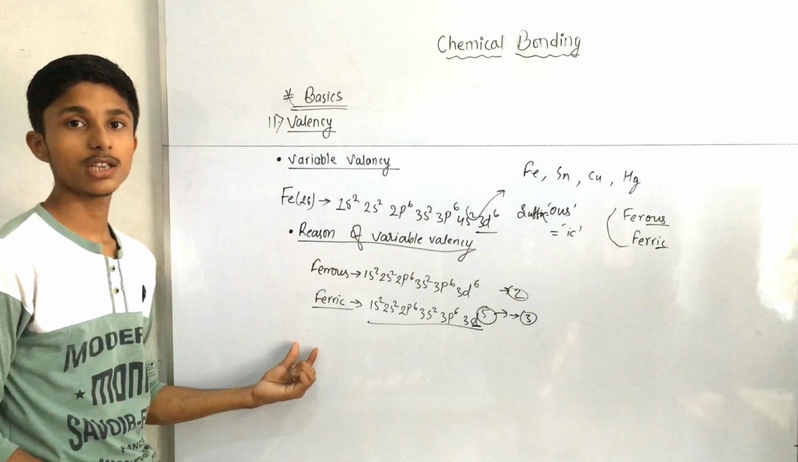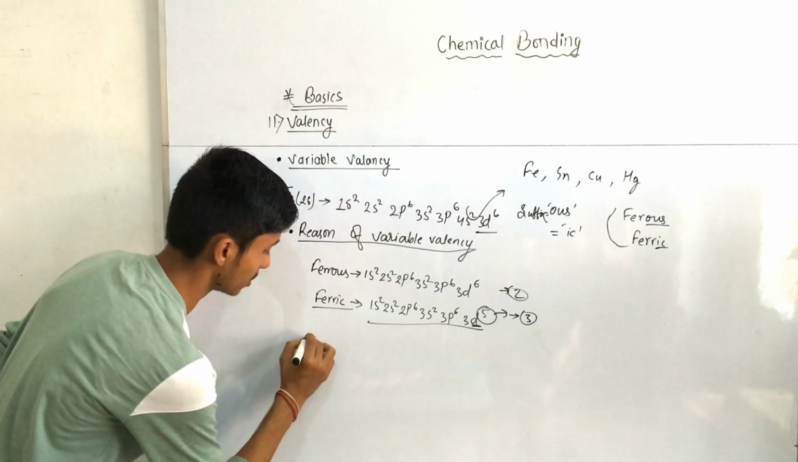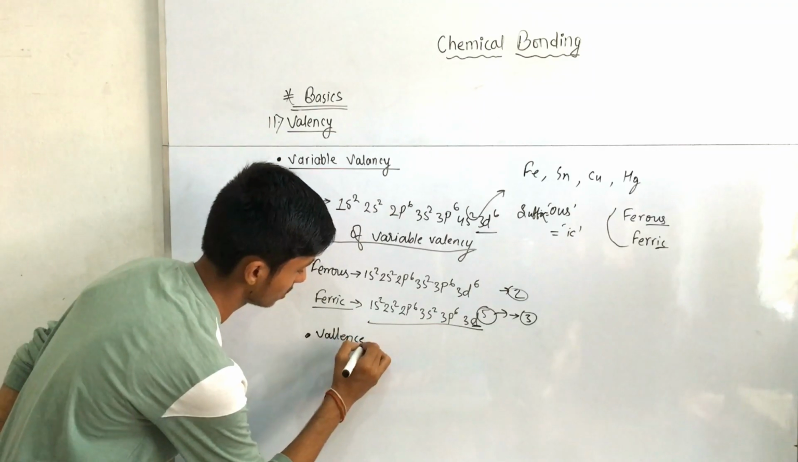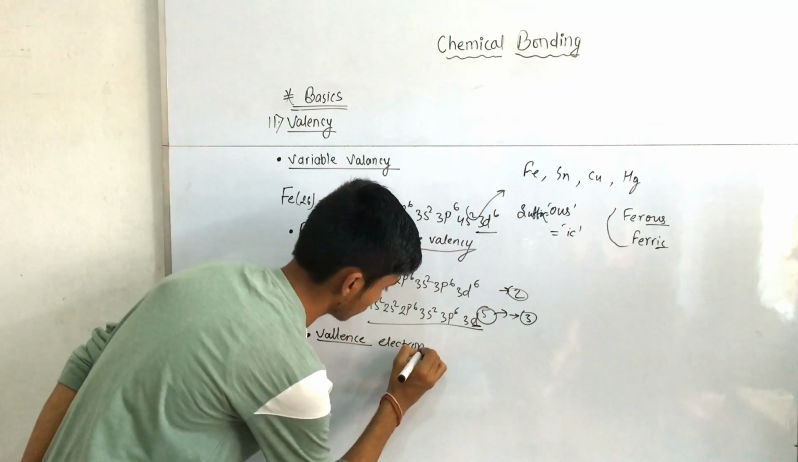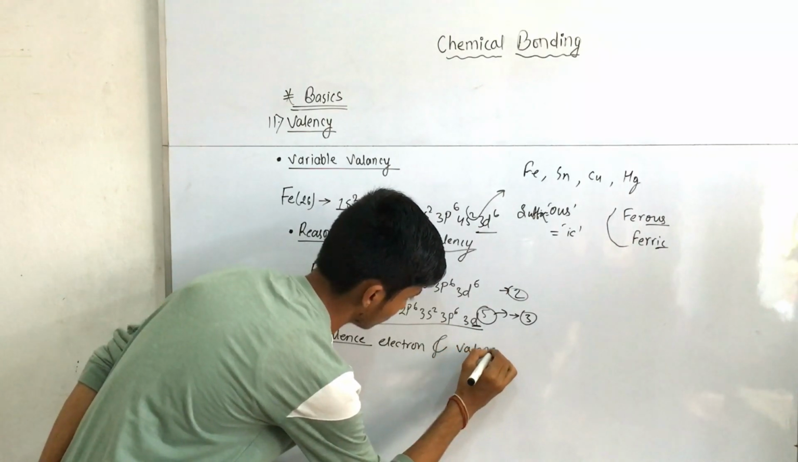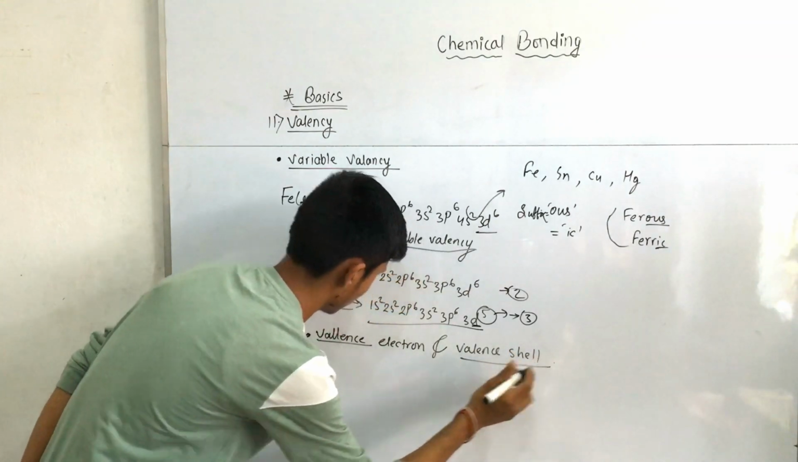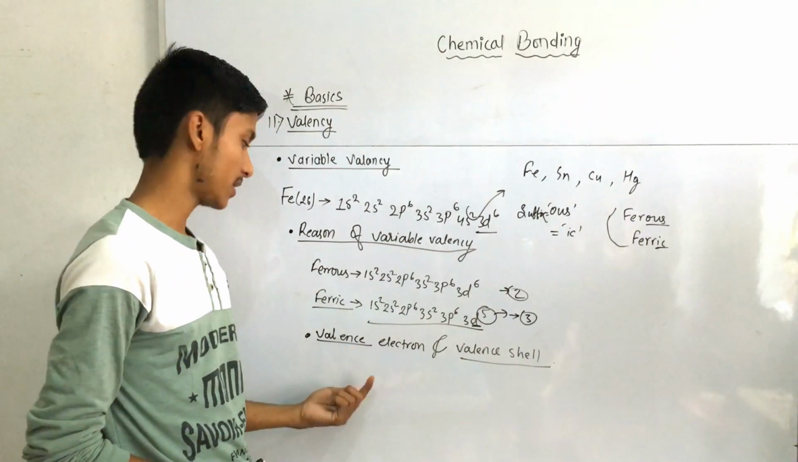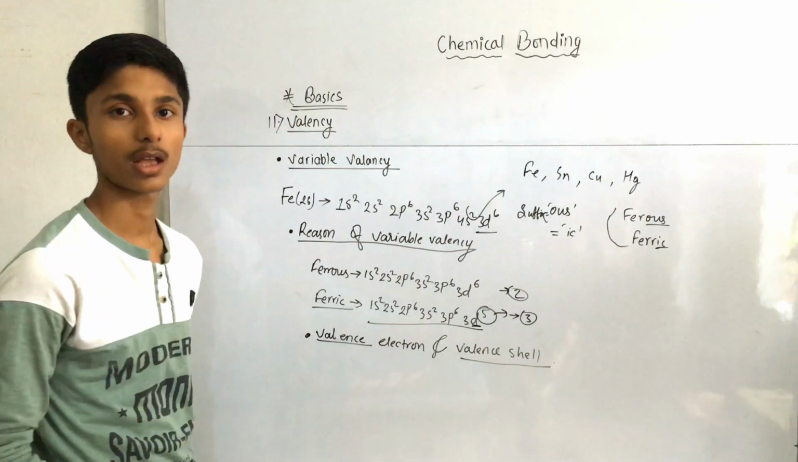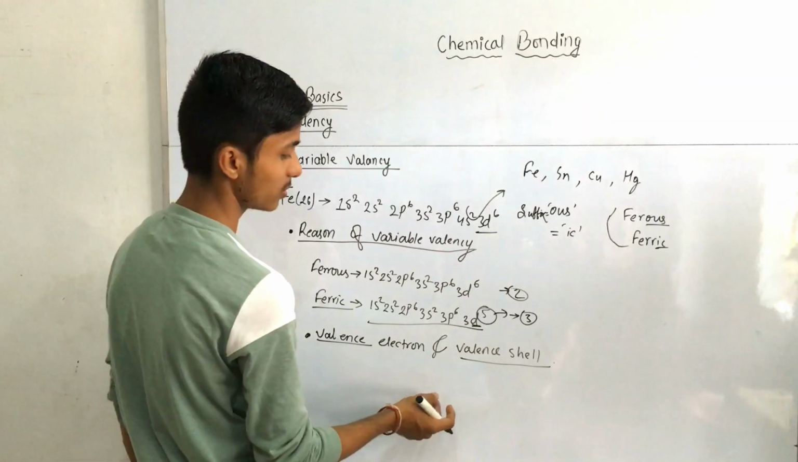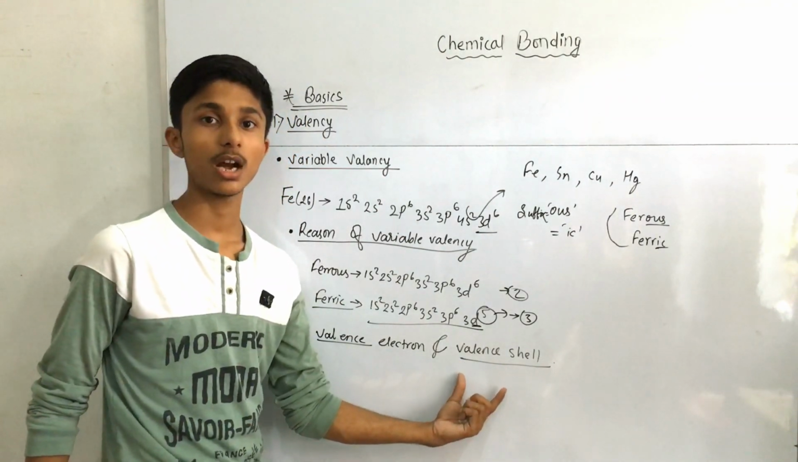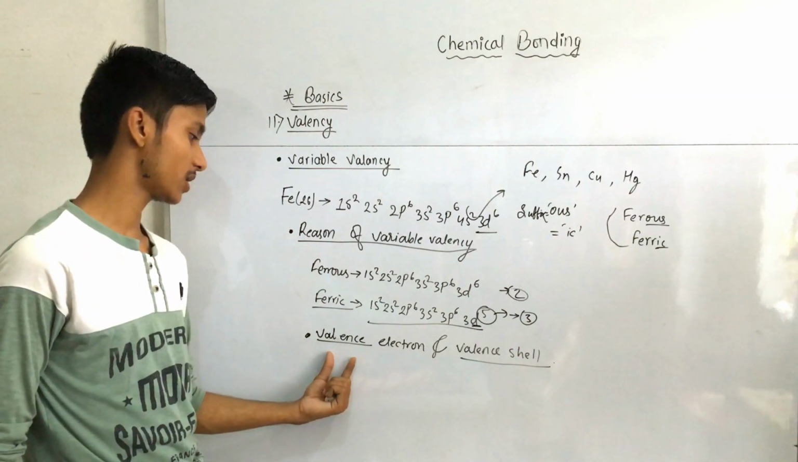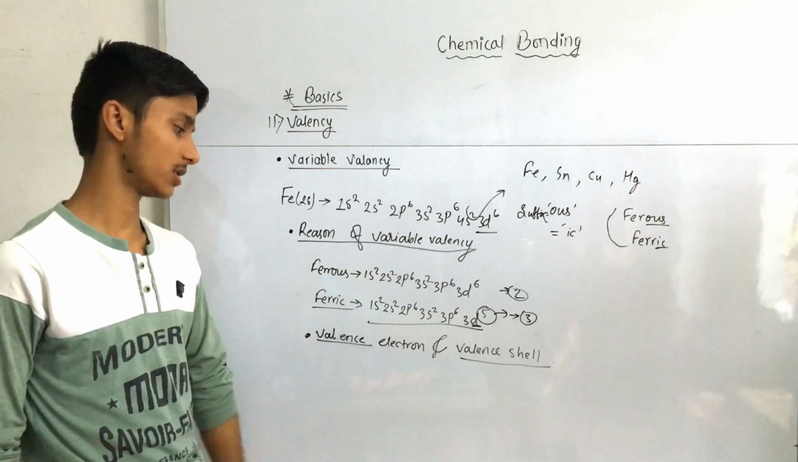Now we discuss valence electron and valence shell under this topic. The electrons in the outermost shell of an atom are called valence electrons. Outermost shell means valence shell. The definition of valence shell is that the outermost shell of an atom is called the valence shell, and the electrons revolving in the outermost shell are called valence electrons.